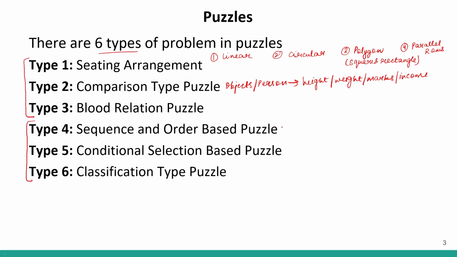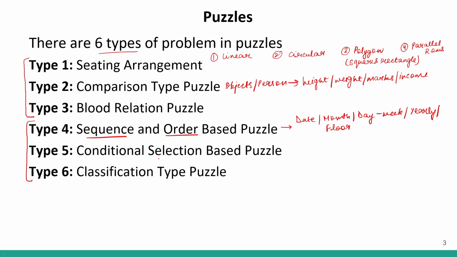So sequence and order based basically means we can arrange them date wise or month wise. We can arrange them day wise in a week, weekday wise. We can arrange them yearly, in any chronological order. We can arrange them floor wise. So floor 1 till 7, floor 1 till 11, any sequence, any order, that kind of questions can come in sequence and order based puzzles.